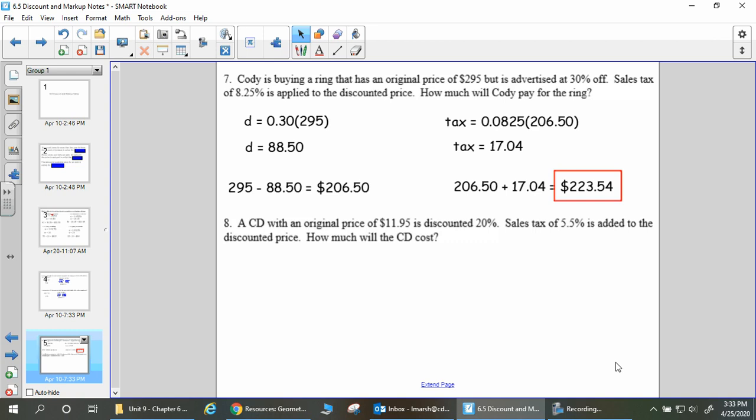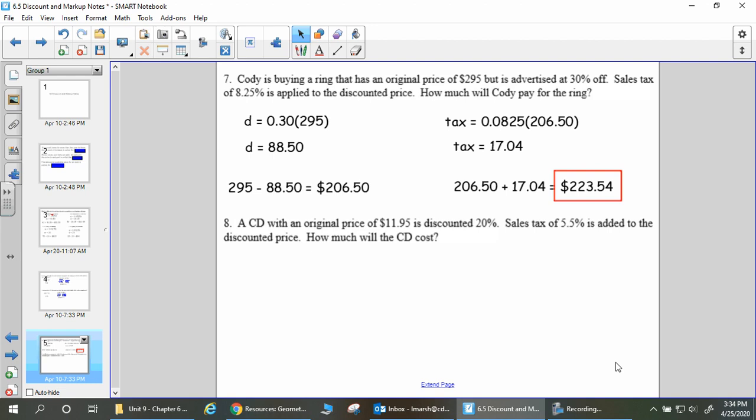Like I said, this is really what happens when you go shopping. You take your item, you take your discount, but when you go to check out, we add sales tax back on. So you don't save quite as much as you were going to, but still more than if you had paid that full value. Again, if you want to try number 8 on your own, go ahead and hit pause.